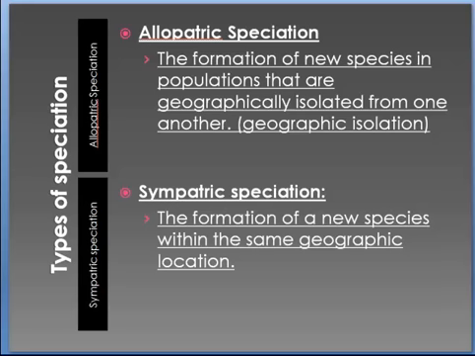There are two types of speciation, how we create new species. One is allopatric speciation, which is the formation of a new species in populations that are geographically isolated from one another. This is also known as geographic isolation. Sympatric speciation is the formation of a new species within the same geographic location.